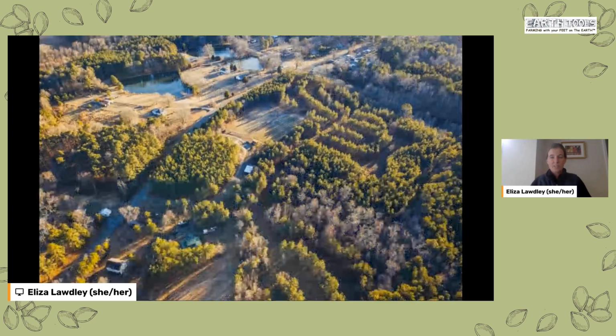So the image that you see here is looking across the property after we started doing some logging. This area that you see in the middle part of the screen is a 2-acre site that we're now growing native trees. And then the images that you see around that, which are kind of these bands of open areas and trees, are where we started implementing Keyline design.